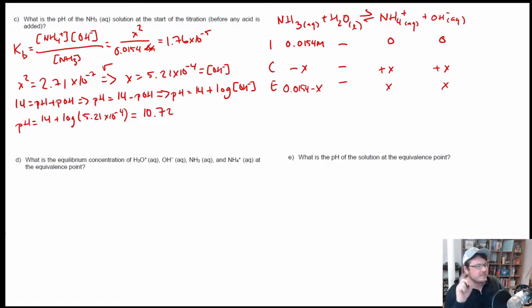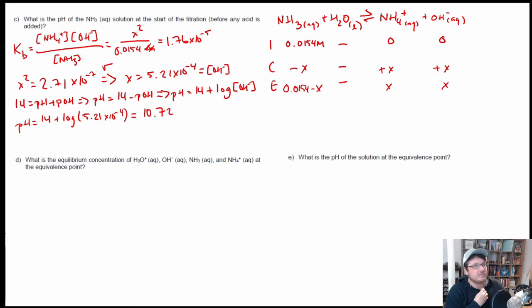One thing that I forgot to do is that I didn't check whether the 5% rule counted. The way that you do that is you simply take your X value, the 5.21 times 10 to the negative 4, and divide that by the initial concentration of the ammonium, which is 0.0154. What I got is 0.0338, and if I multiply that by 100, that comes out to 3.4%. So only 3.4% was ionized of the initial amount. That's less than 5%, so this approximation is perfectly fine.